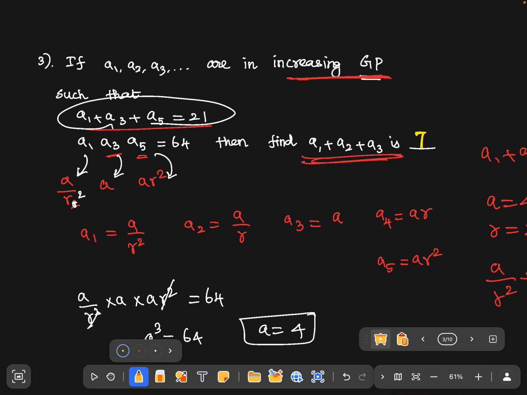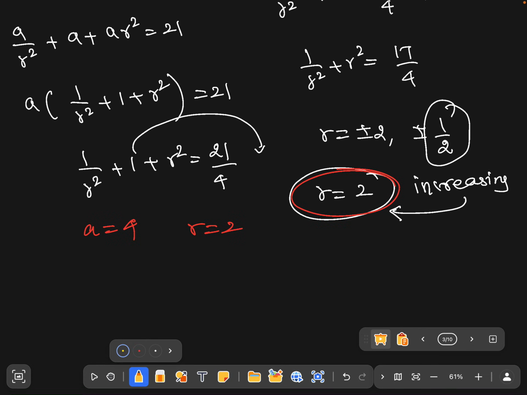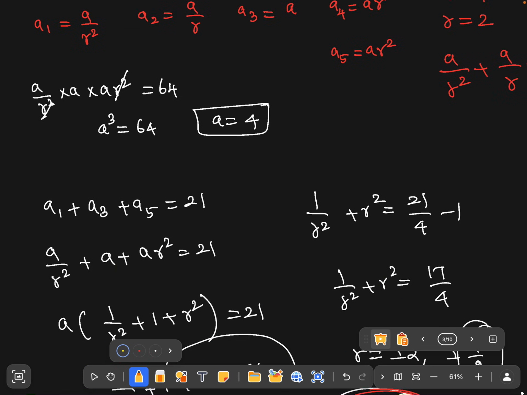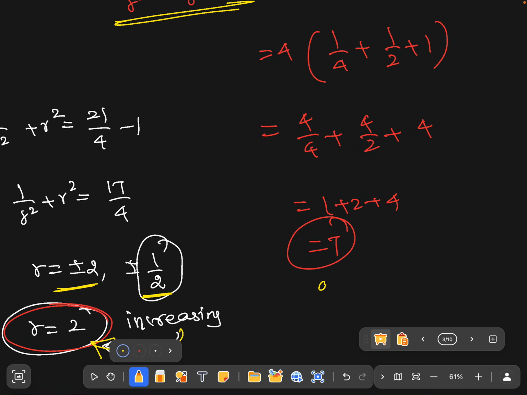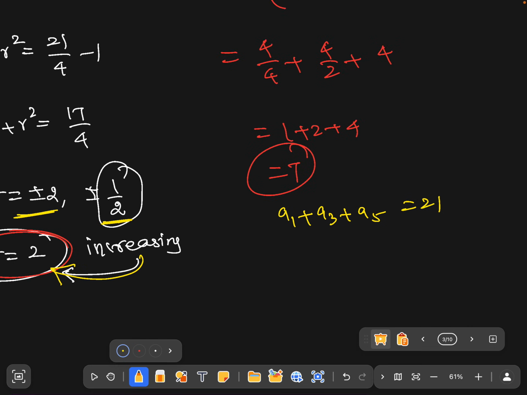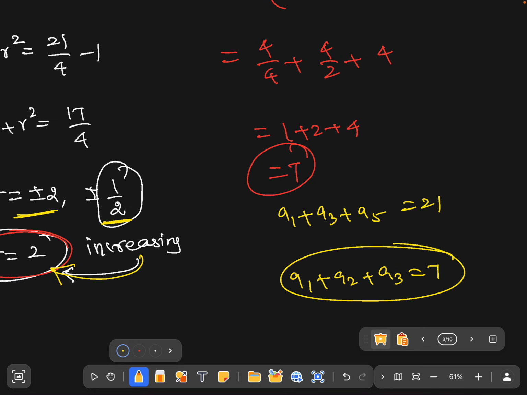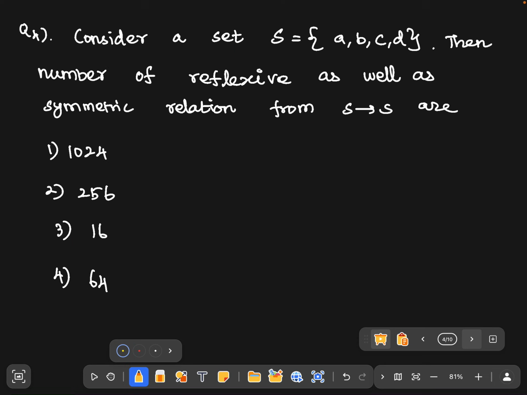So here the important thing is increasing geometric progression. Even though we got r as 2 and 1 by 2, we have to go for r equal to 2. So initially we found that a equal to 4 and r equal to 2. Now once you know the a value and r value, you have to substitute here. Then you know the value of a1 plus a3 plus a5 is 21. Then the question asked what is a1 plus a2 plus a3? That is 7. Then the next question we can go.